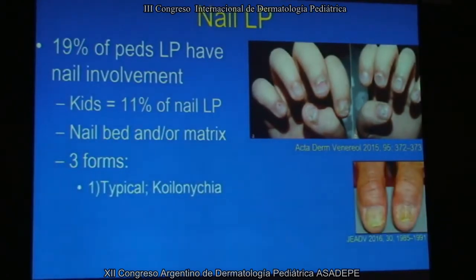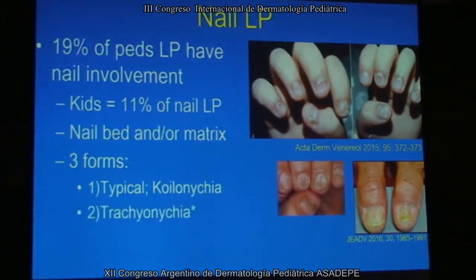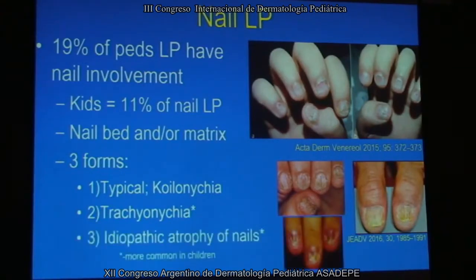Some patients will have koilonychia, spoon-shaped nails. Some will have trachyonychia, or very rough nails. And some children have what has been termed idiopathic atrophy of the nails, which is what you see here.